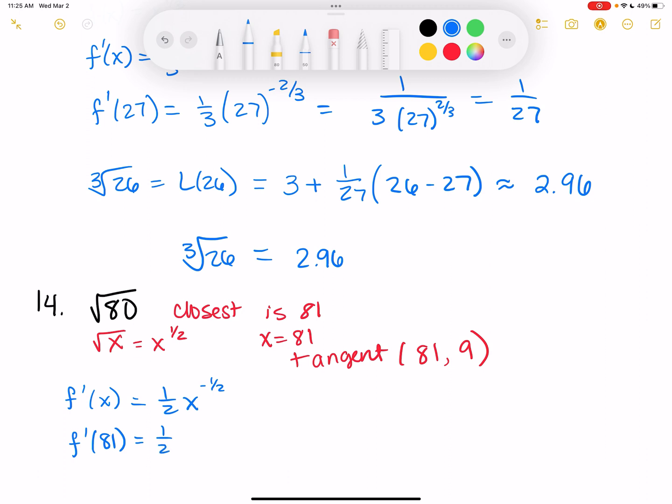1/2 times 81 to the negative 1/2. So I can move that to the bottom. Okay, and it's also going to be a square root because it's just 1/2. So then this is 1/2 root 81. Square root of 81, we've already said is 9. So 1/2 times 9 is 1/18.